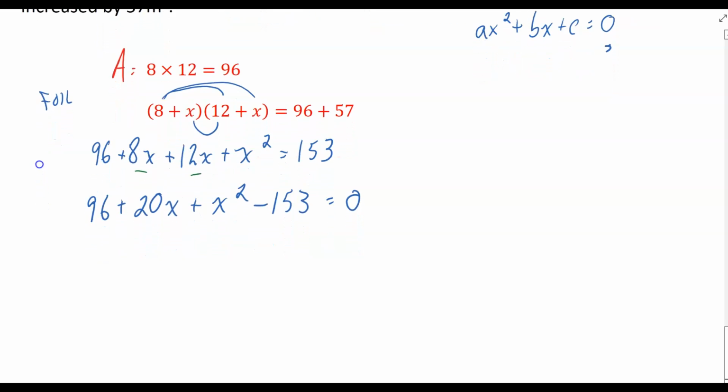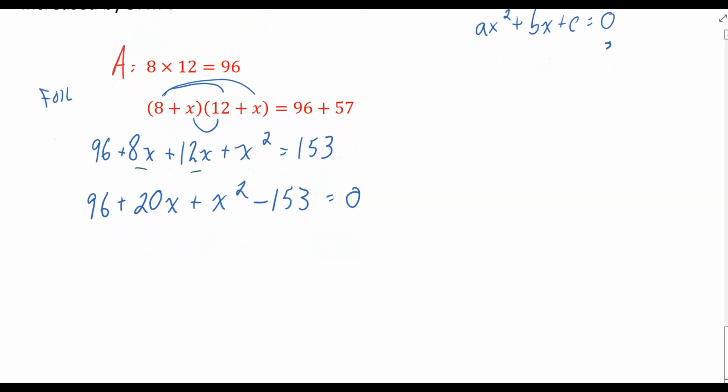Putting this in a different order, let's put the x squared term first. We'll put the x to the 1 term second. And the constant, 96 subtract 153, minus 57, equals 0. Okay, this is in general form. I want to find the values of x that satisfy this equation.